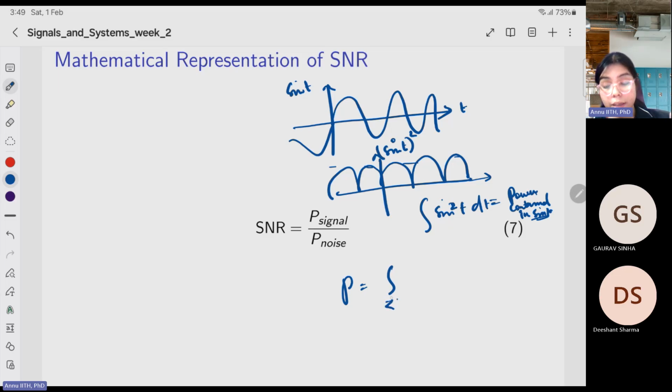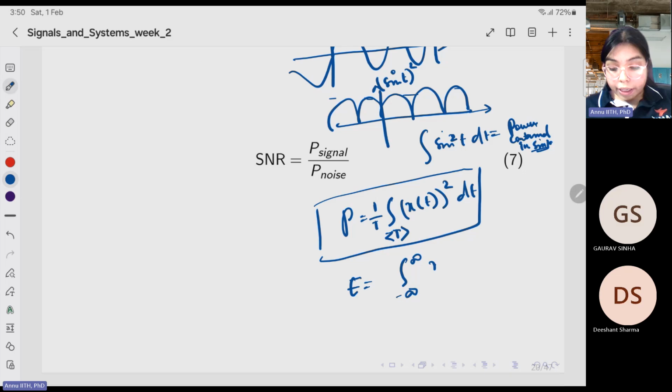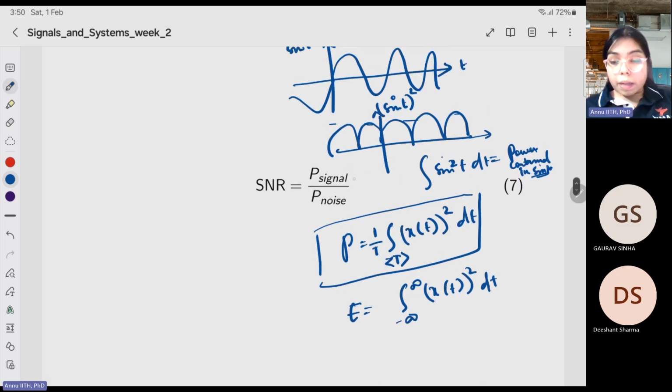Obviously, since it is a periodic signal, you're calculating over a period, x t square dt, and this is 1 by T. So power is limited because it is defined for a periodic signal. Whereas if you calculate the energy for a non-periodic signal, then it is the integration from minus infinity to infinity of x of t square. Similarly, you need to calculate the power of the desired signal divided by the power of the undesired signal.